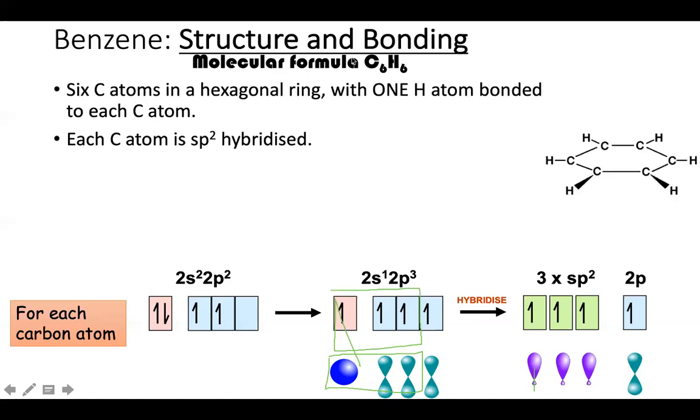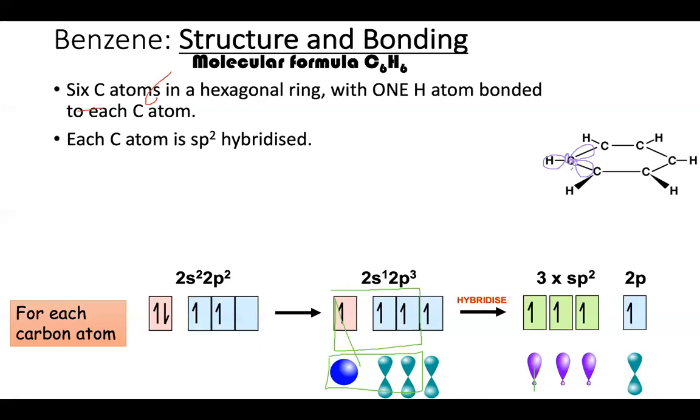So if I draw it here, now I have a purple orbital and a green orbital. If I just focus on this carbon, my sp2 orbitals will arrange themselves in a planar arrangement, like that. That's my second sp2 orbital, and this is my third sp2 orbital.